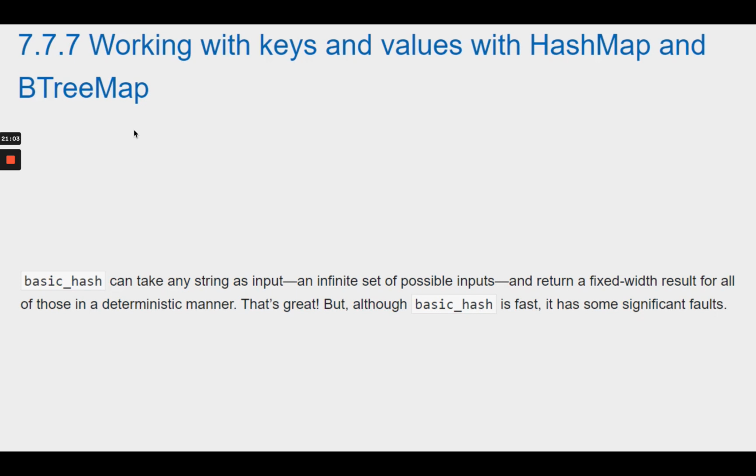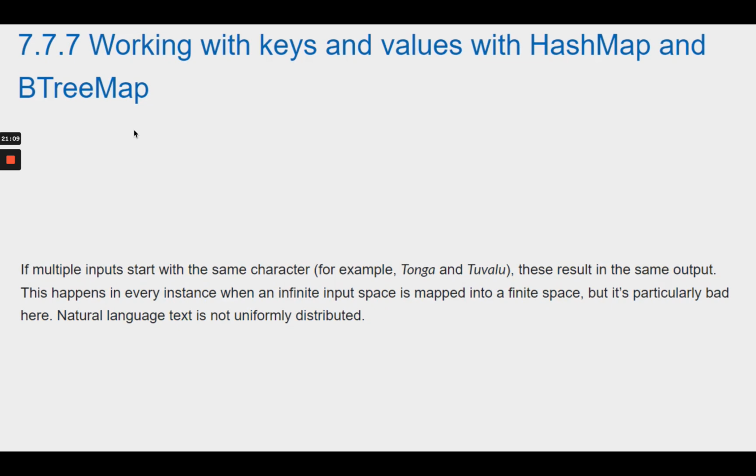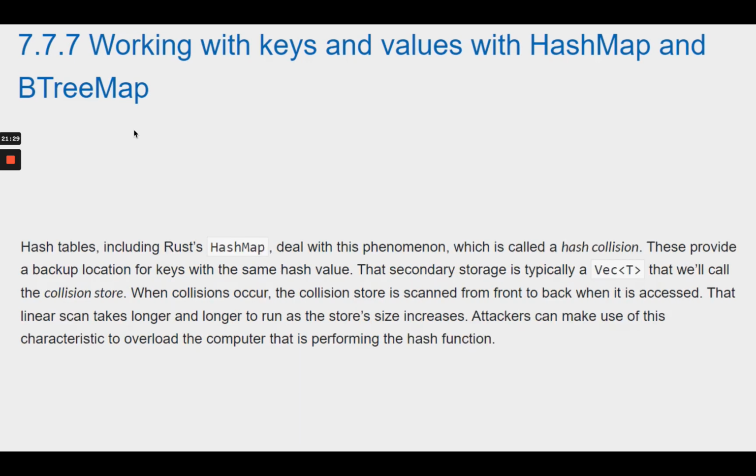That's great, but although basic_hash is fast, it has some significant faults. If multiple inputs start with the same character, for example, Tonga and Tuvalu, these result in the same output. This happens in every instance when an infinite input space is mapped into a finite space, but it's particularly bad here. Natural language text is not uniformly distributed.